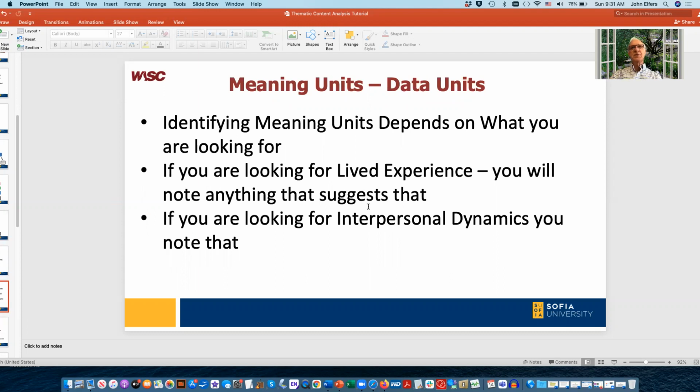Also, identifying meaning units depends on what you're looking for. If you're looking for lived experience, then that's what you're going to be searching for in the transcript. And you'll note anything that's related to lived experience. If you're looking for interpersonal dynamics, you will note that. In many interviews at Sofia, students are really looking for lived experience, felt experience, somatic experience, and transformative experience. So just be aware that what you're looking for can really make a difference in how you go about identifying those meaning units.